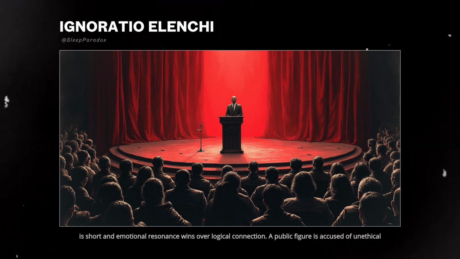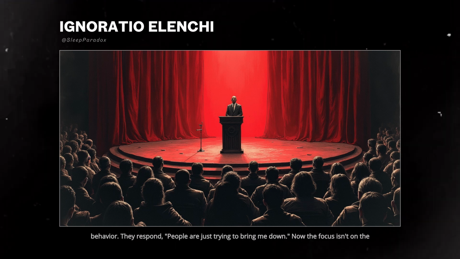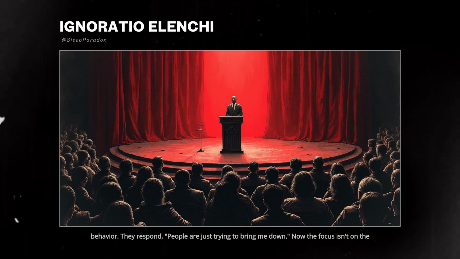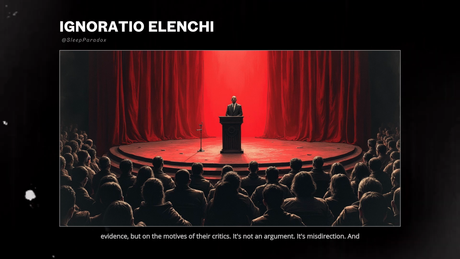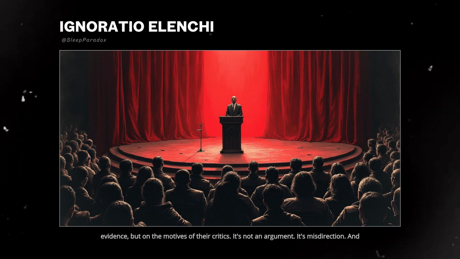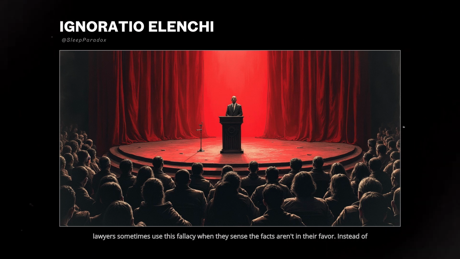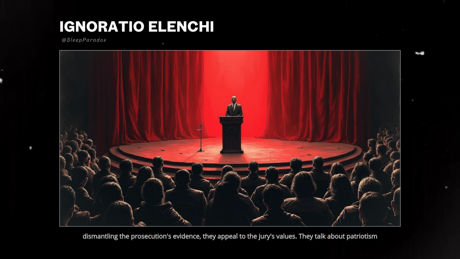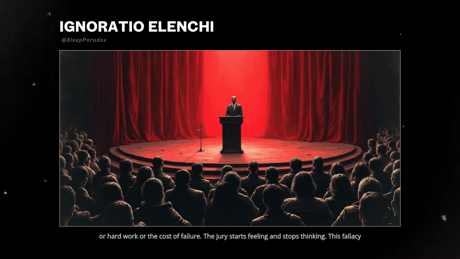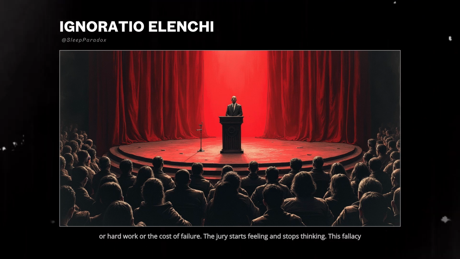A public figure is accused of unethical behavior. They respond, "People are just trying to bring me down." Now the focus isn't on the evidence, but on the motives of their critics. It's not an argument, it's misdirection. And misdirection works, especially when the audience is already inclined to sympathize. In courtrooms, lawyers sometimes use this fallacy when they sense the facts aren't in their favor. Instead of dismantling the prosecution's evidence, they appeal to the jury's values. They talk about patriotism, or hard work, or the cost of failure. The jury starts feeling and stops thinking.